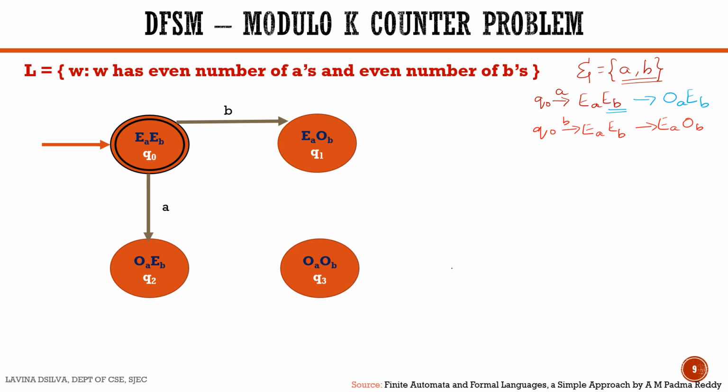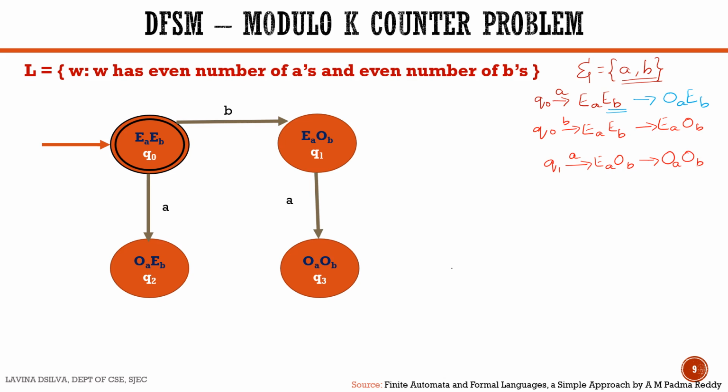Next, we shall see transitions on Q1 state. Q1 state is represented by EA and OB. Now, we give A on this. A's were already even in number. When it receives another A, it goes to OA state, whereas there was no B input, so it remains the same.